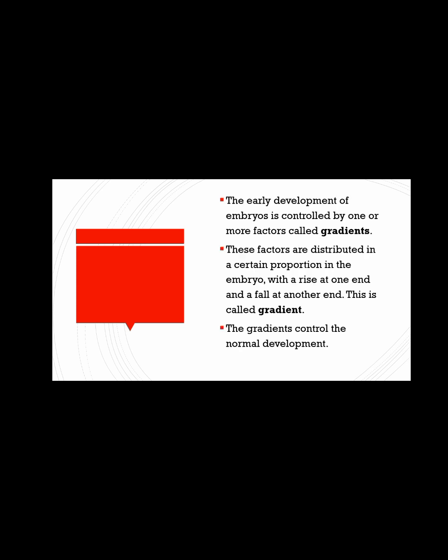The early development of the embryo is controlled by one or more factors that are called gradients. The factors that are distributed in a certain proportion in the embryo, that rise at one end and fall at the other end, are called gradient. So the gradient controls the normal development.